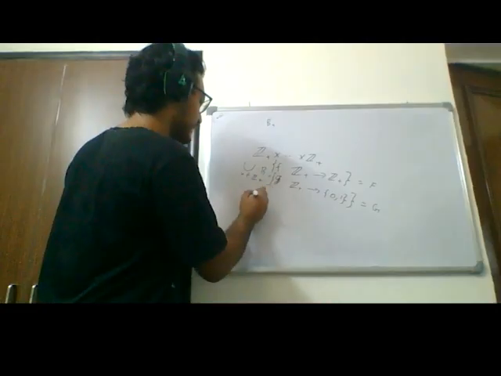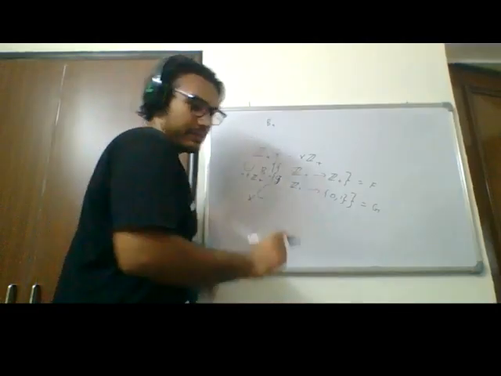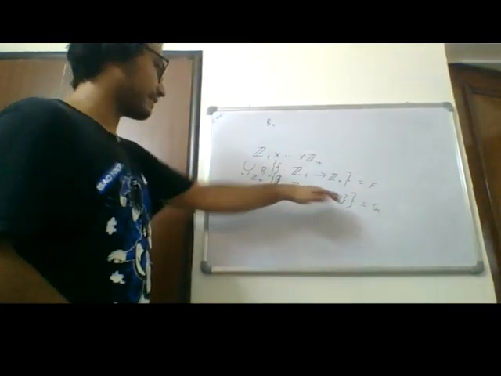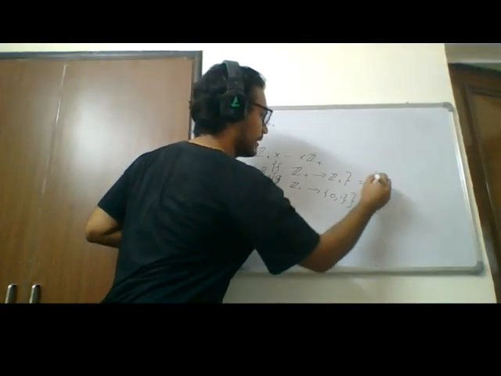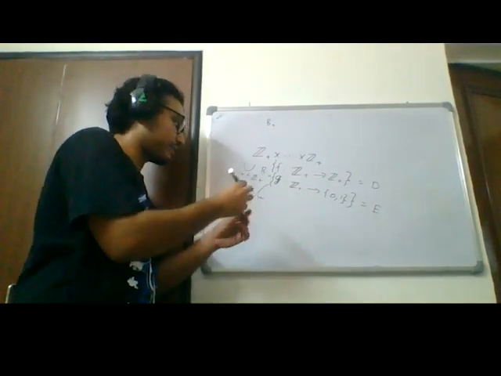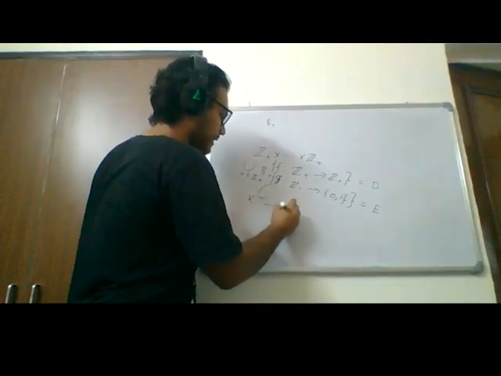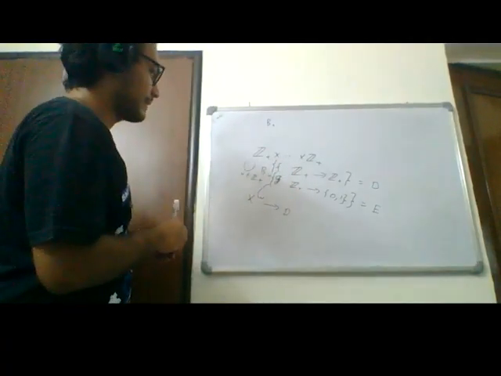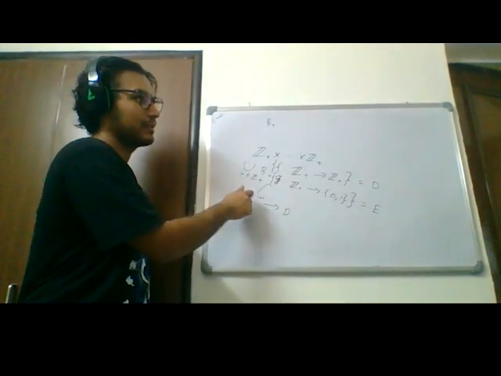So this is essentially x to the power omega, right? This is the same thing. The set E is x to the power omega, essentially. And this injects into D, right? So there is no injection from Z plus to x to the power omega, right?